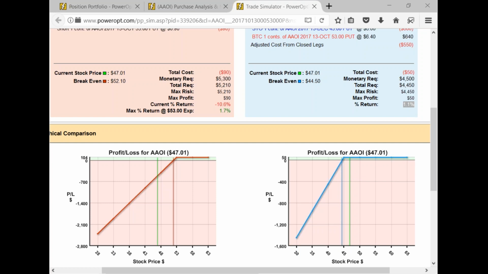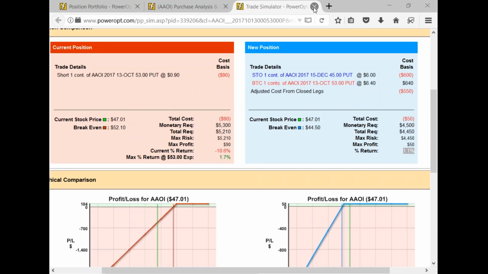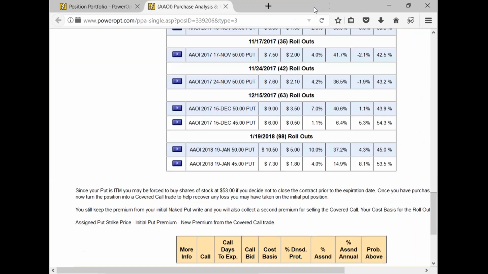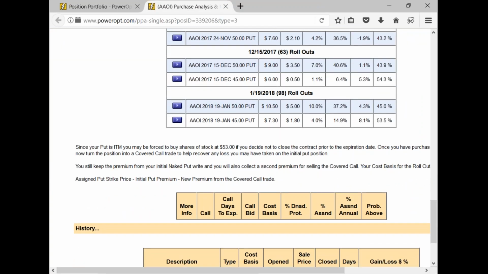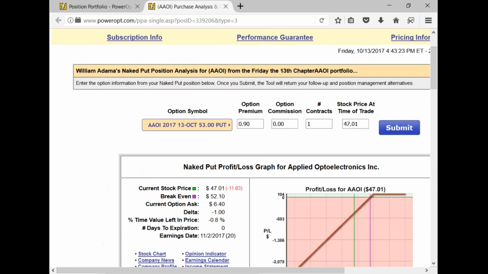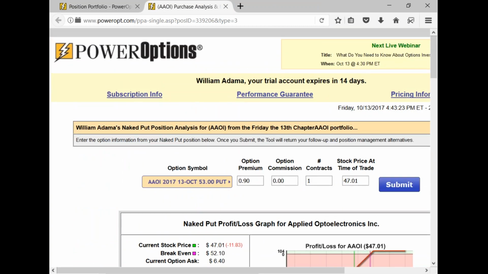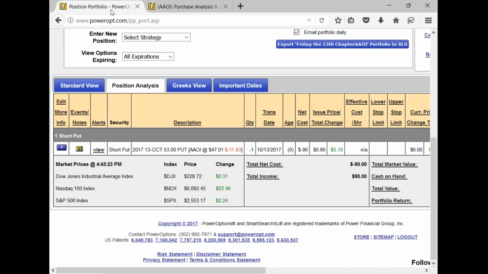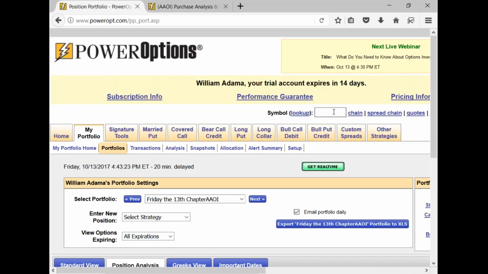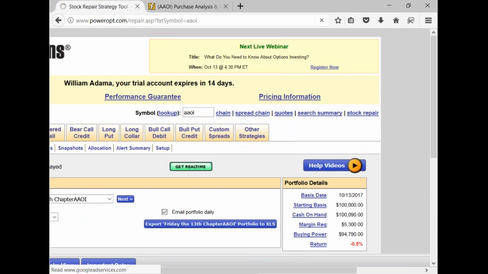And what I mean by that is that another opportunity for this position, in addition to the rolls that are shown where all the math is done for you, like we talked about with the IBM position, you could take assignment. You do have a cost basis of 52.10. Well, you could sell 48 or 49 calls against it to help you get back to break even. Or you could take assignment on AAOI and do the stock repair.